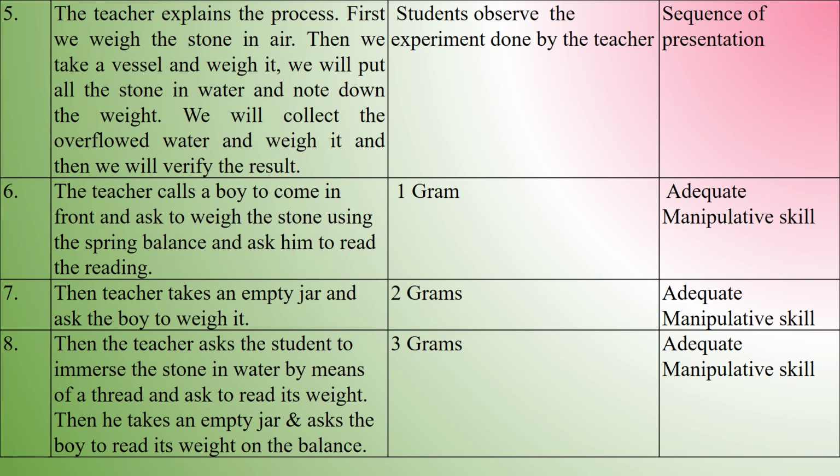Then the teacher will ask one boy student to come in front and ask him to weigh the stone using the spring balance and read the reading. The boy student will read aloud that it is 1 gram. After that, the teacher will take an empty jar and ask the student to weigh it. The student will read aloud the reading, that is 2 grams.